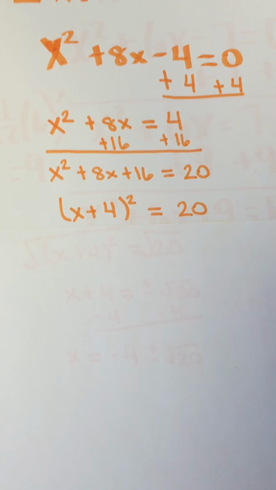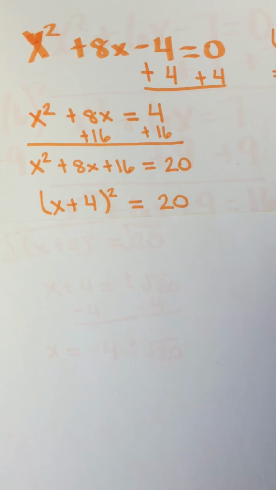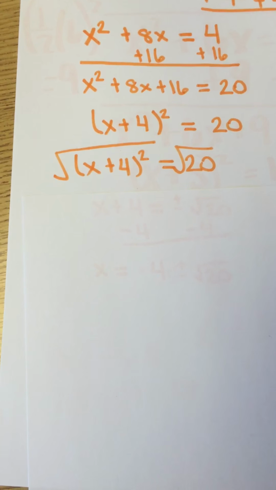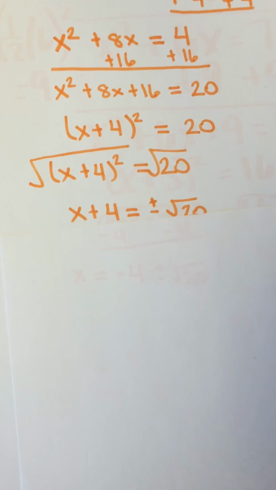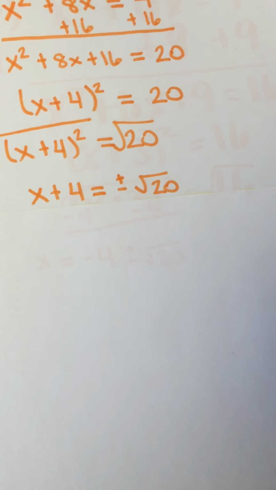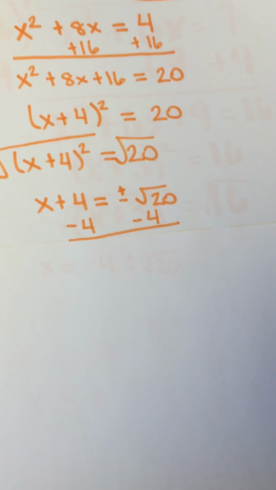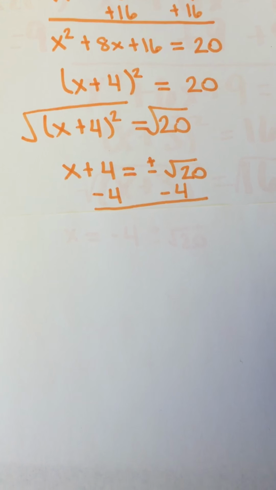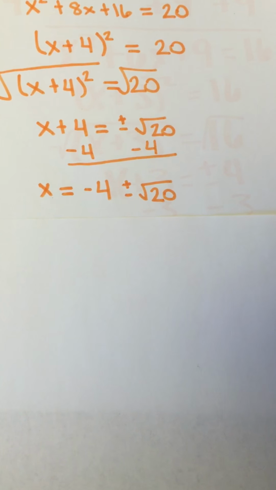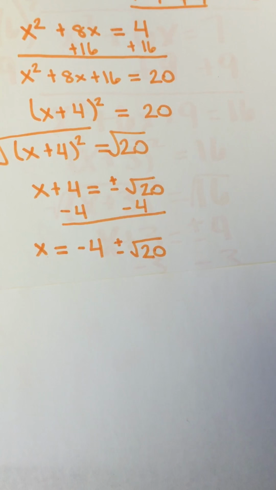You then have to factor, and that gets you x plus 4 squared equals 20. Next, you have to take the square root of both sides. That will get you x plus 4 equals plus or minus radical 20. Next, you have to subtract 4 from both sides. That gets you x equals negative 4 plus or minus radical 20.